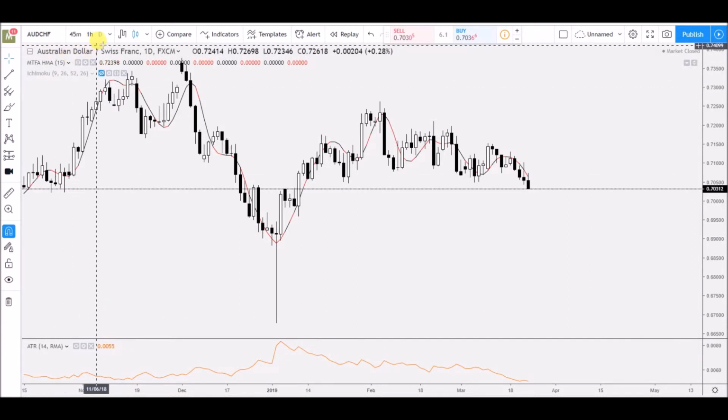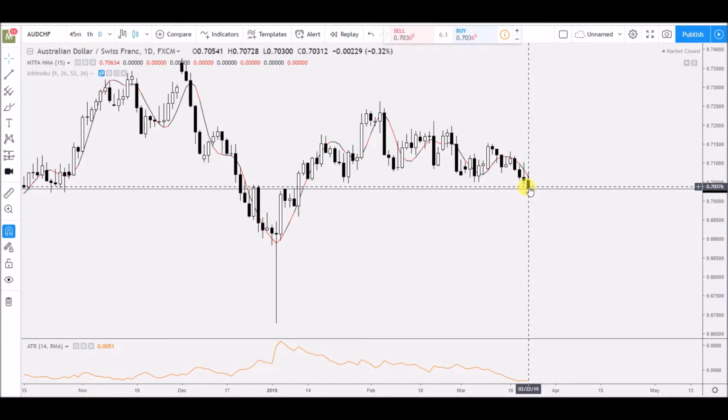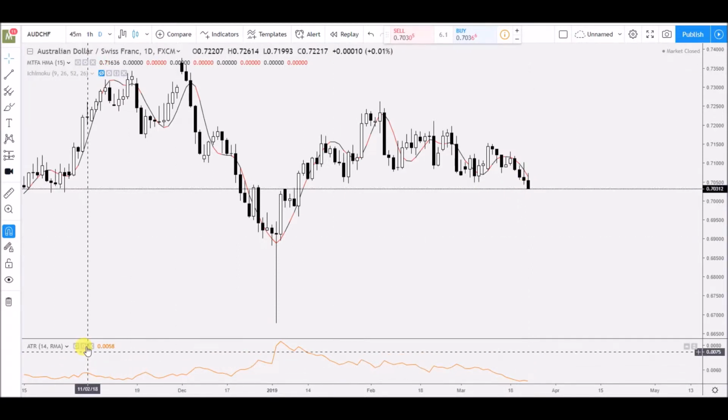So we're on the daily chart. I'm going to hover over the last candle, and this one moves 51 pips a day on average for the last 14 days, and I'll show you my settings.